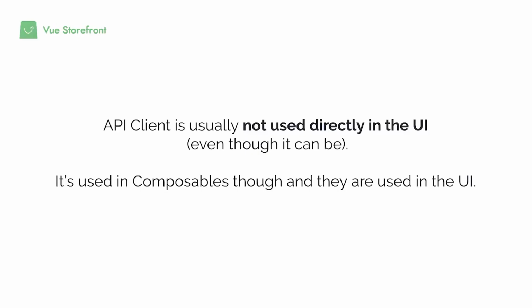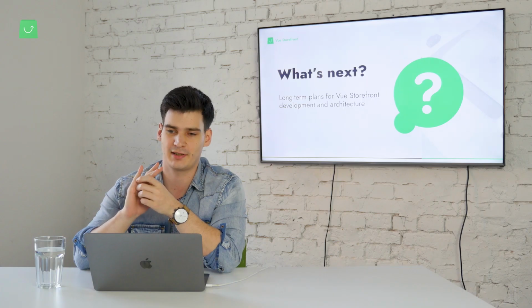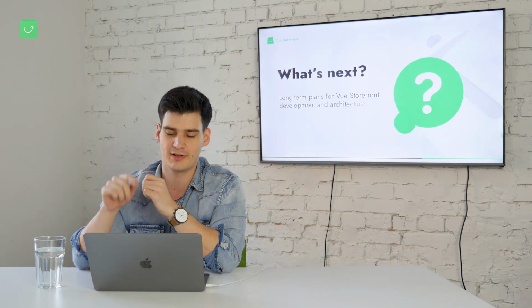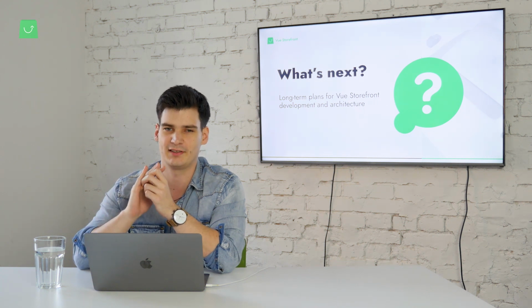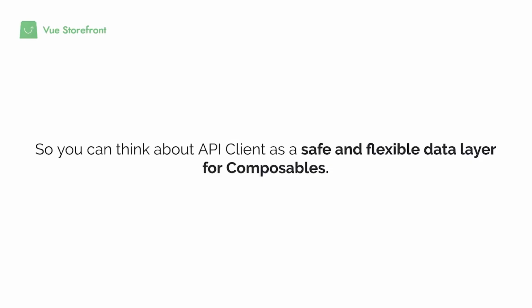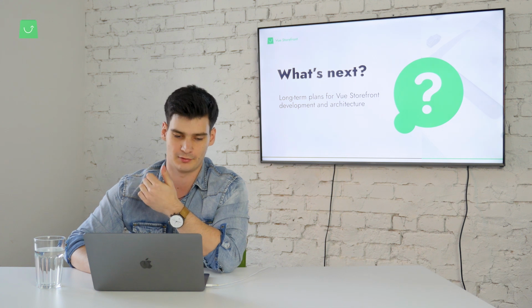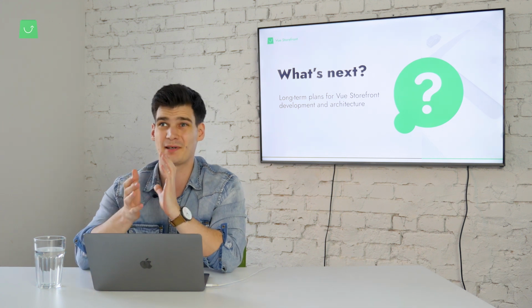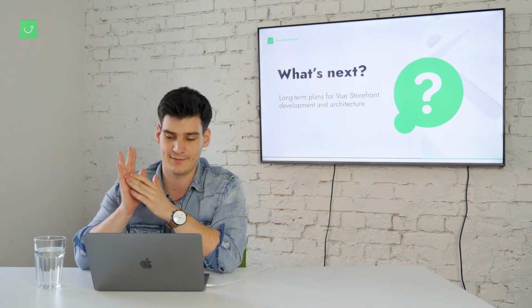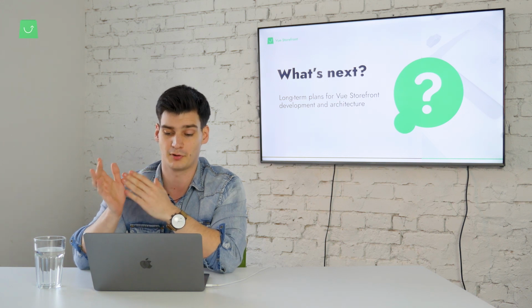API client is usually not used directly in the UI, even though it can be. For example, if you have a React application or any other application, you can use API client because this is a vanilla JavaScript application. But API client methods are used in the Composables. So Composables are used in the UI. You can think about API client as a safe and flexible data layer for your Composables.